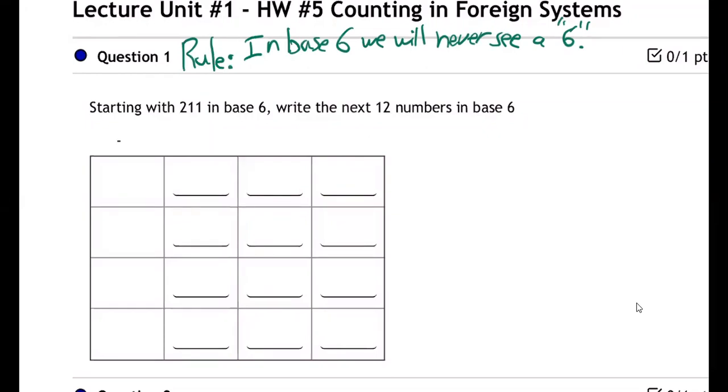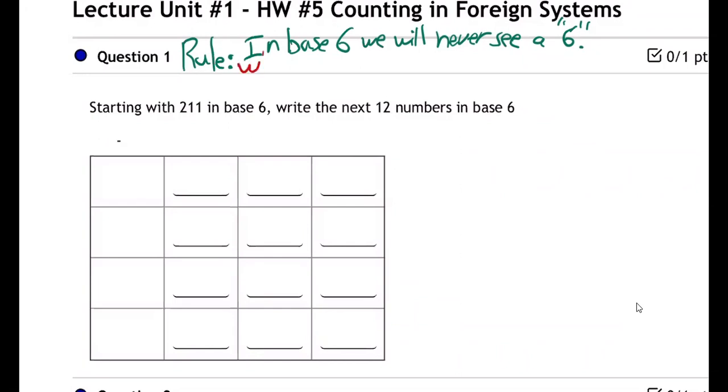I put on the request. Hey guys, could you mute your right now, my personal Taylor, could you mute your sound, please, so everybody can hear the lecture okay? So in base 6, we will never see a 6.